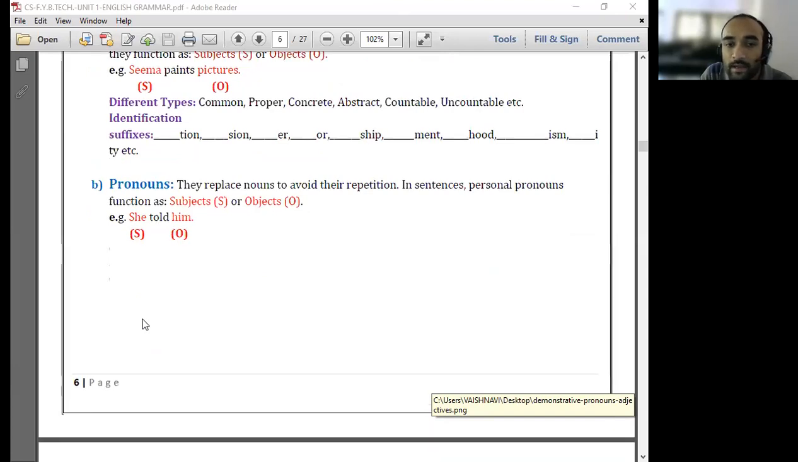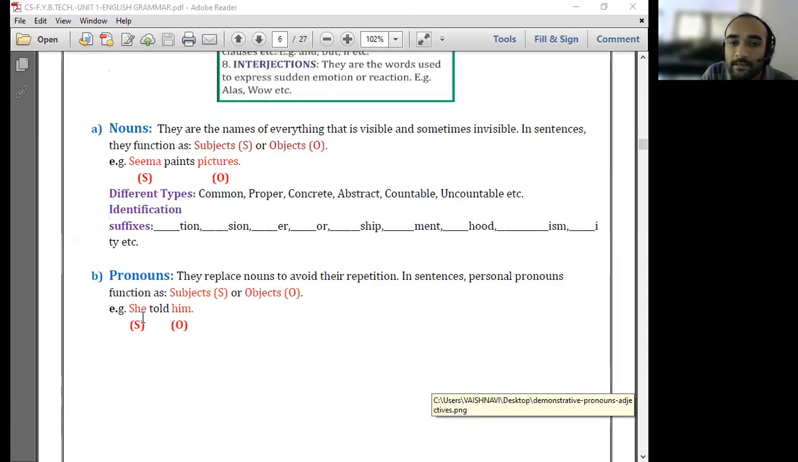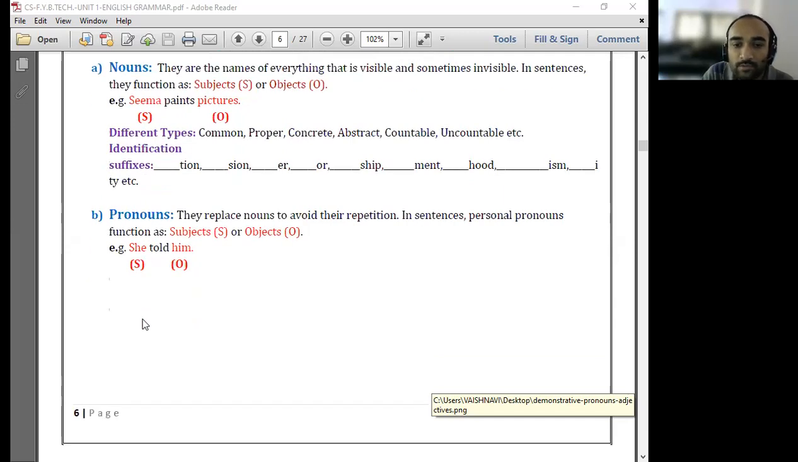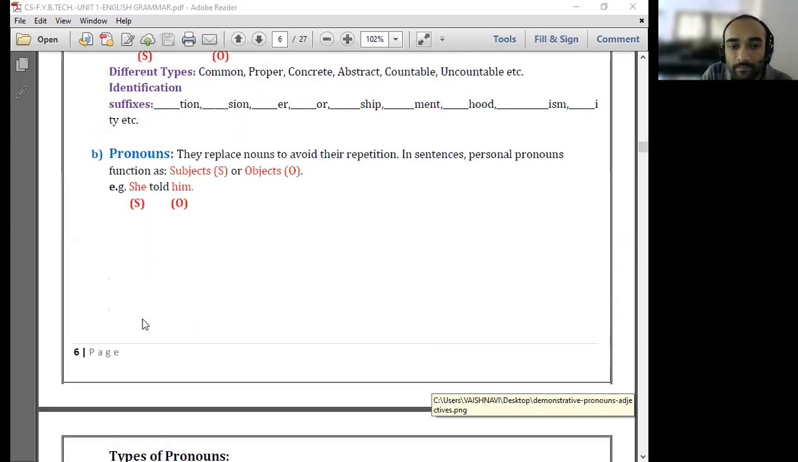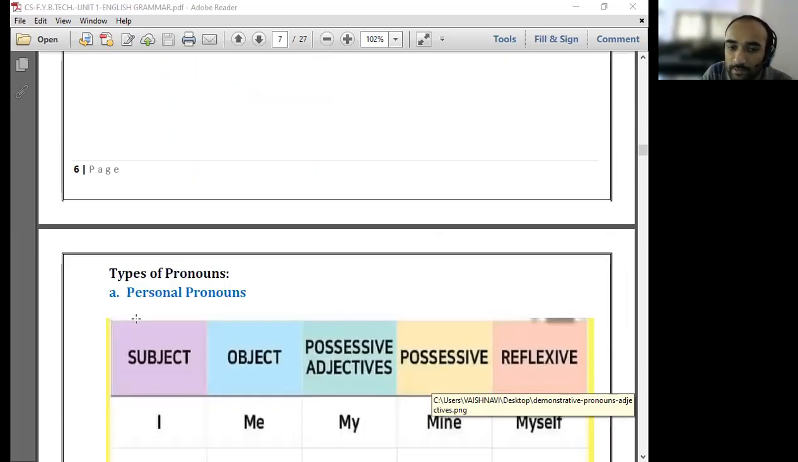Then pronouns. Also, we have seen that nouns function as subjects or objects in the sentence. Then we move towards the pronouns. Pronouns have different types. Personal pronoun, okay. Also, pronouns function as subject or object in the sentence. That also we have discussed.